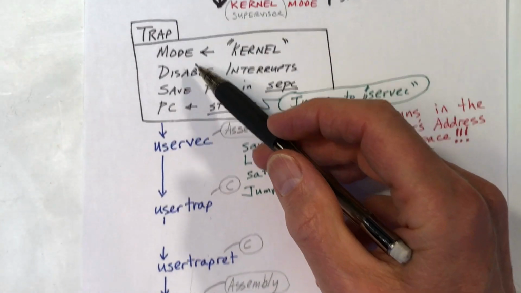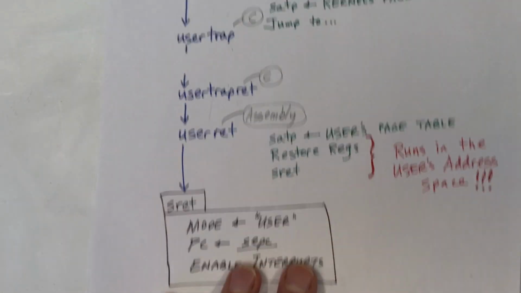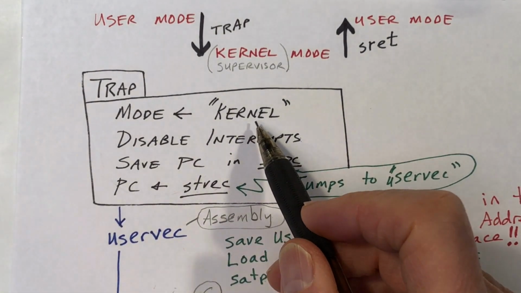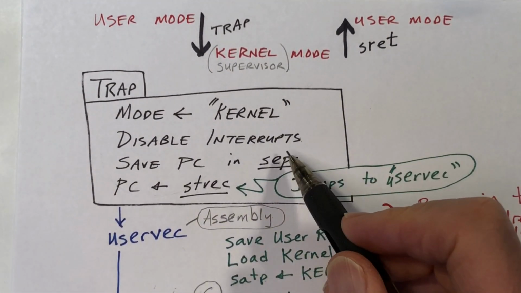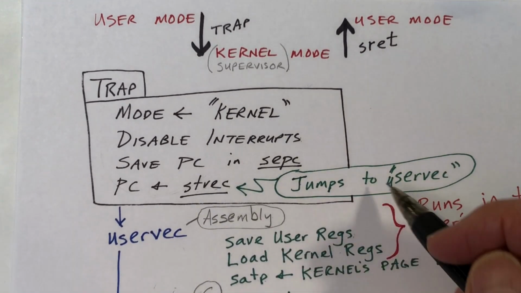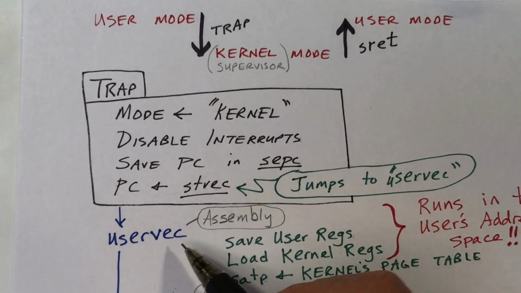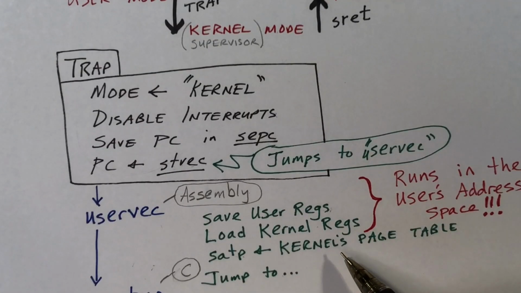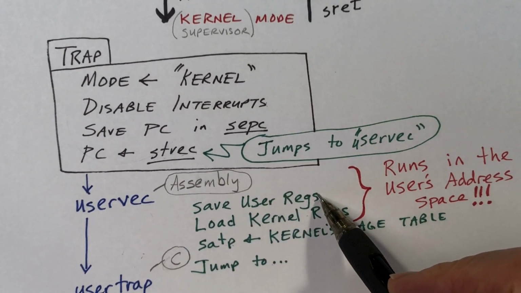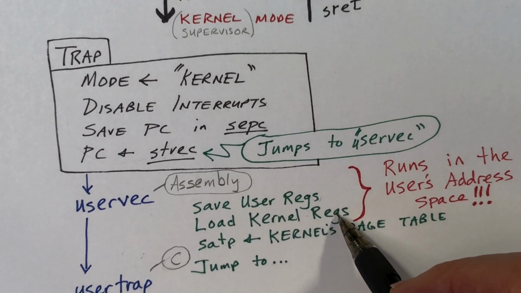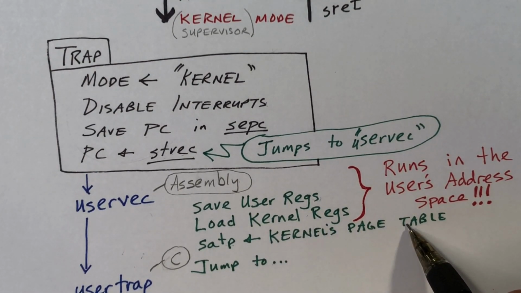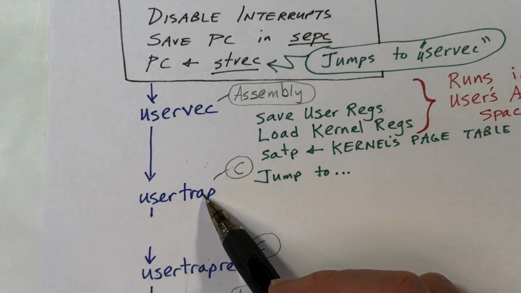Here is the process from the trap all the way down to the sret instruction. A trap will change the mode into kernel mode, disable interrupts, save the program counter, and jump to the uservec function. Uservec is located in the trampoline page, and it will save the user registers, load the kernel registers, change to the kernel's virtual address space, and finally jump to usertrap.